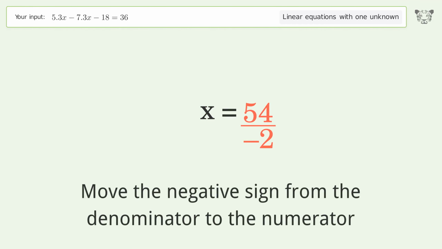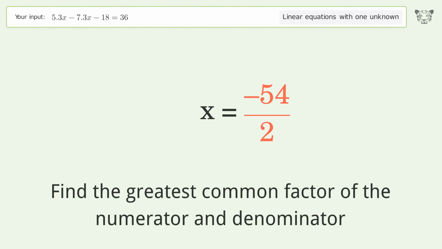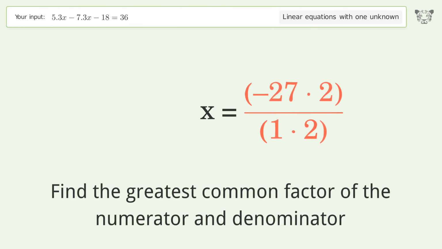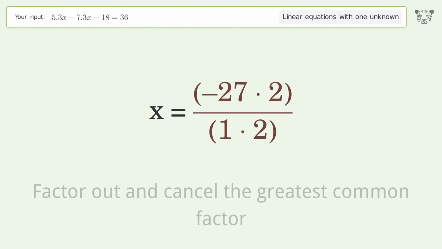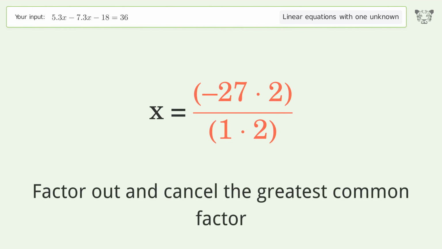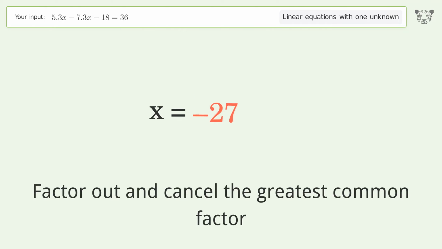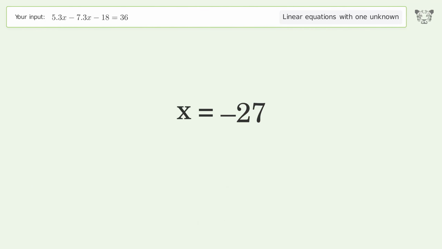Move the negative sign from the denominator to the numerator. Find the greatest common factor of the numerator and denominator. Factor out and cancel the greatest common factor. And so the final result is x equals -27.